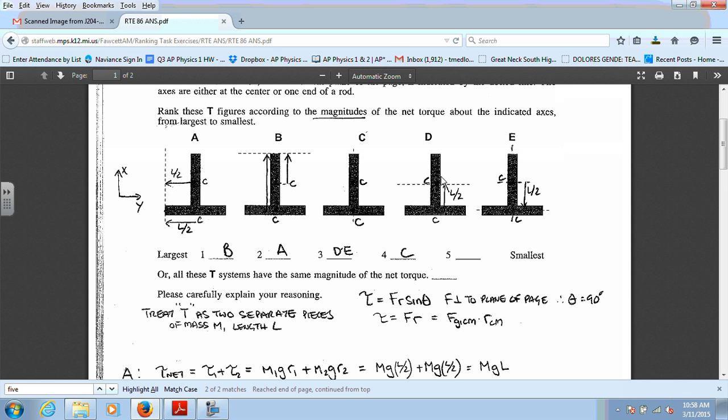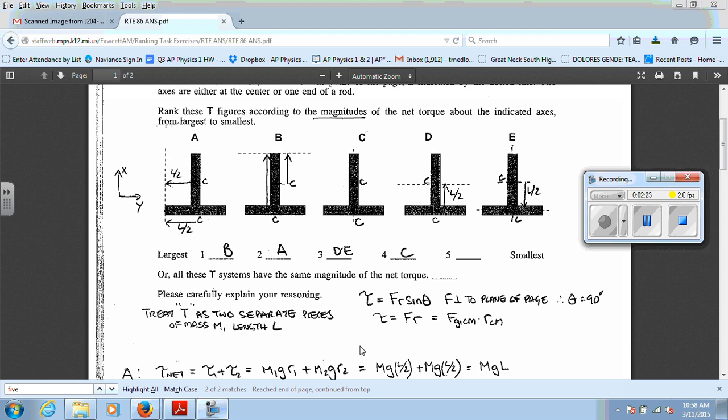And then if we look at D and E, I actually made a mistake on the key. Those are actually equal because if you think about it, looking at D, the torque on this little bit and this little bit will be equal and opposite because gravity will pull on each one equally hard, and they're torques and counter torques. So there'll be 0 net torque just due to this piece. So the total torque on D is just this piece, which would be mg times L over 2.